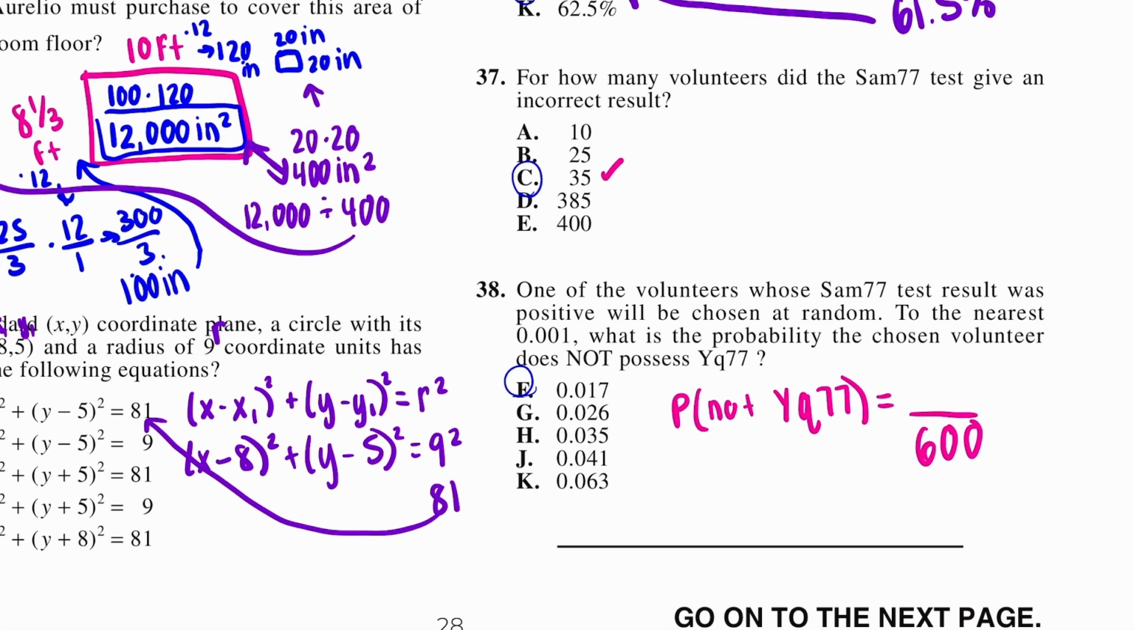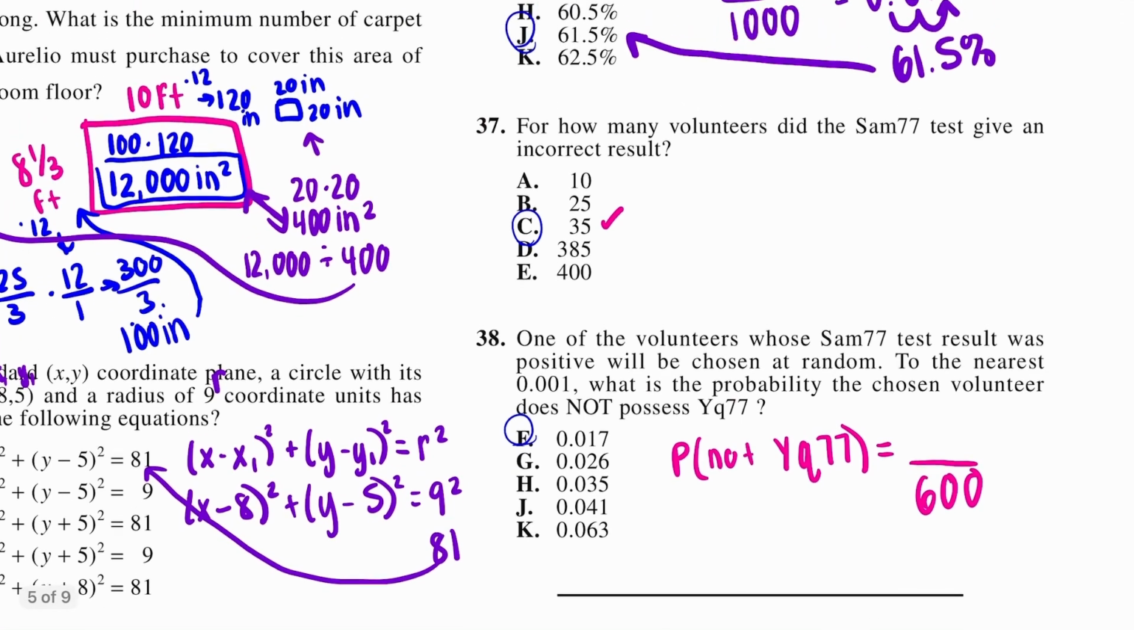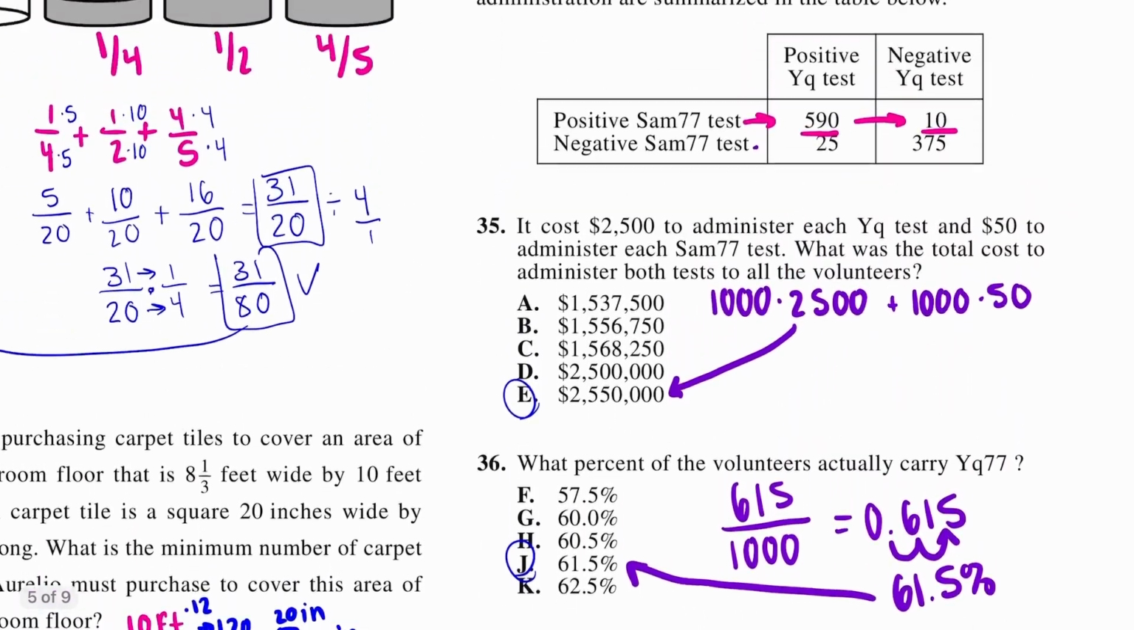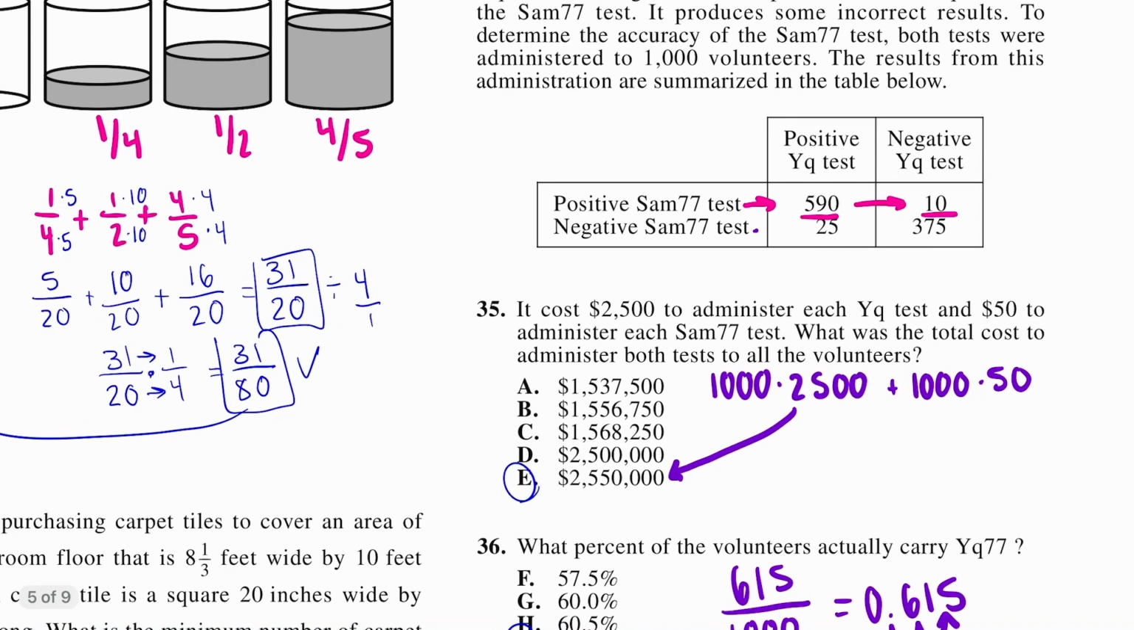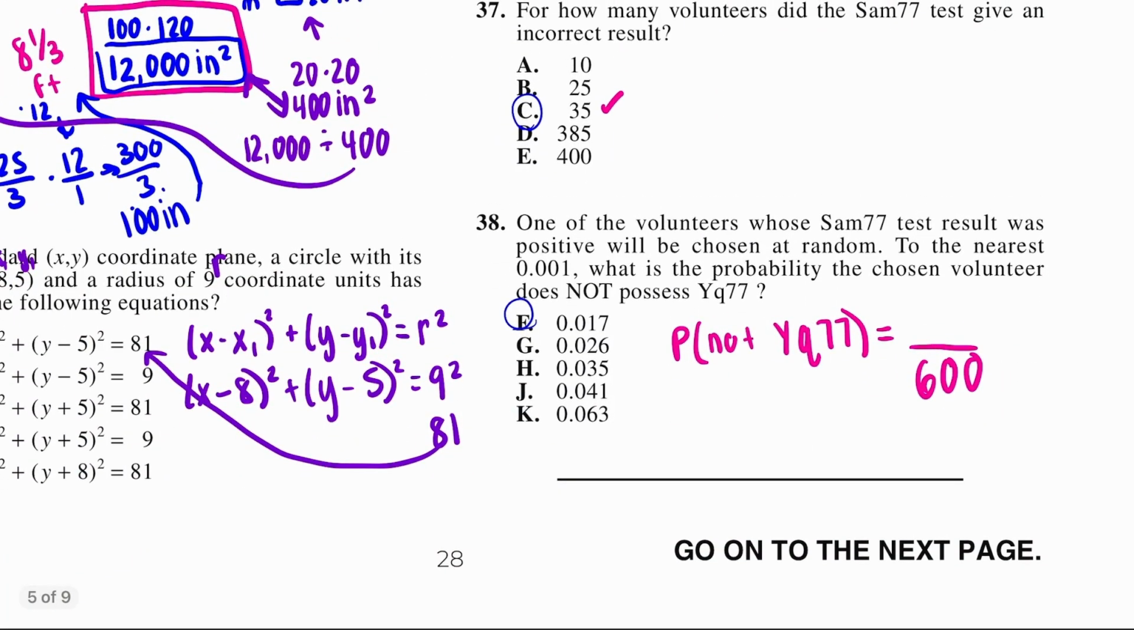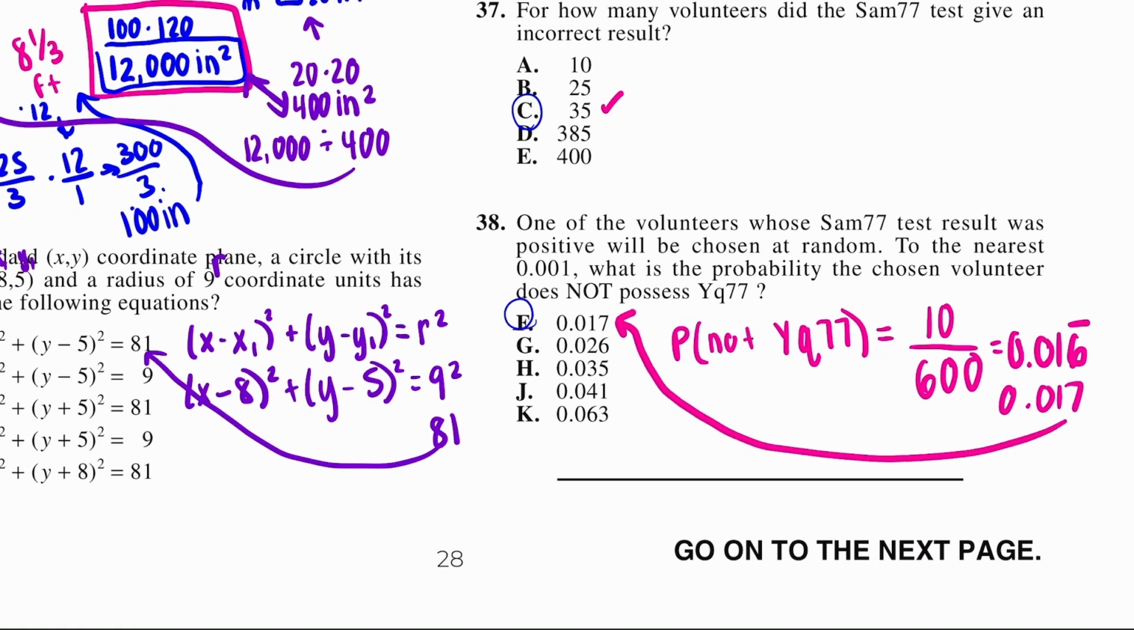What is the probability the chosen volunteer does not possess YQ77? So these 10 people do not possess YQ77. So 10 divided by 600 gets me 0.016 repeating, which rounds to 0.017, which is letter F.